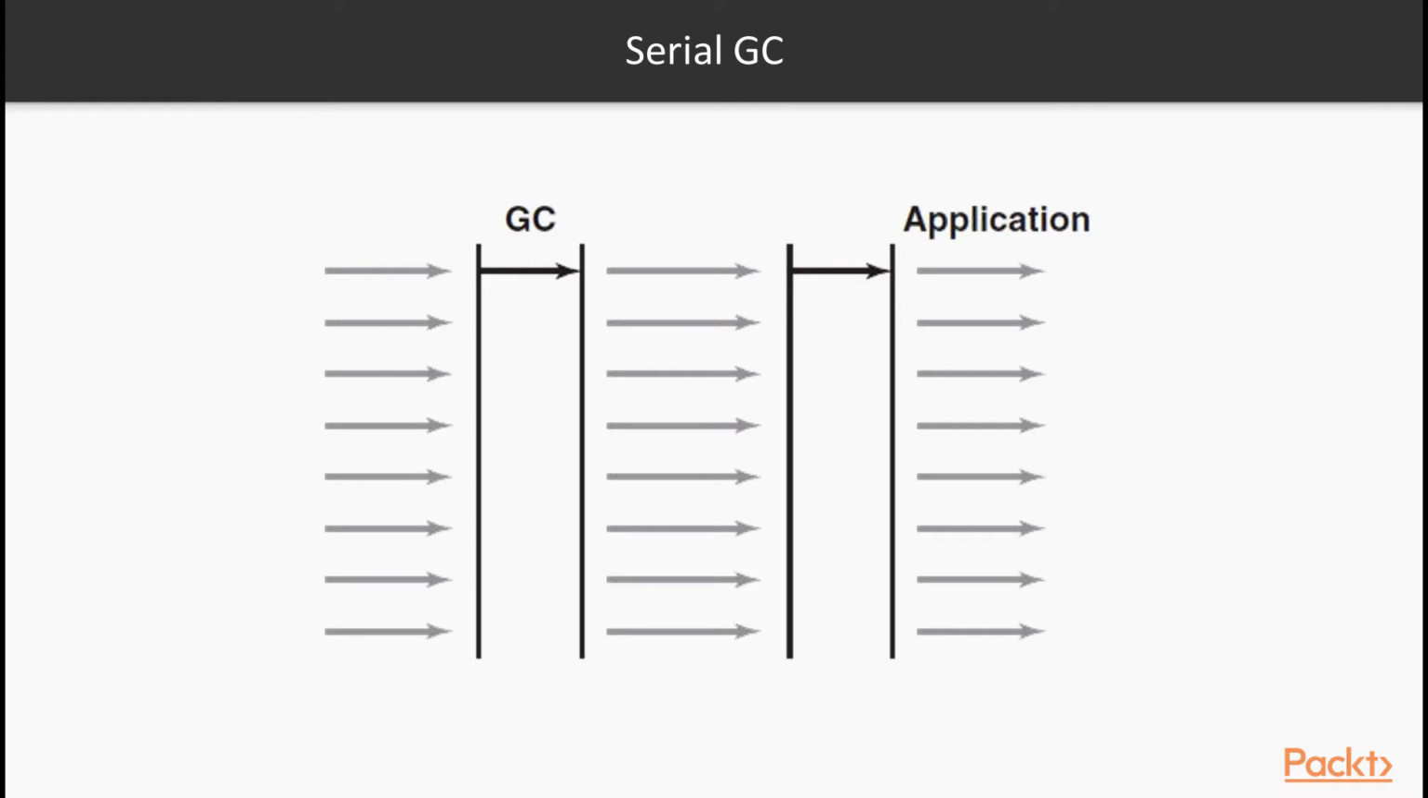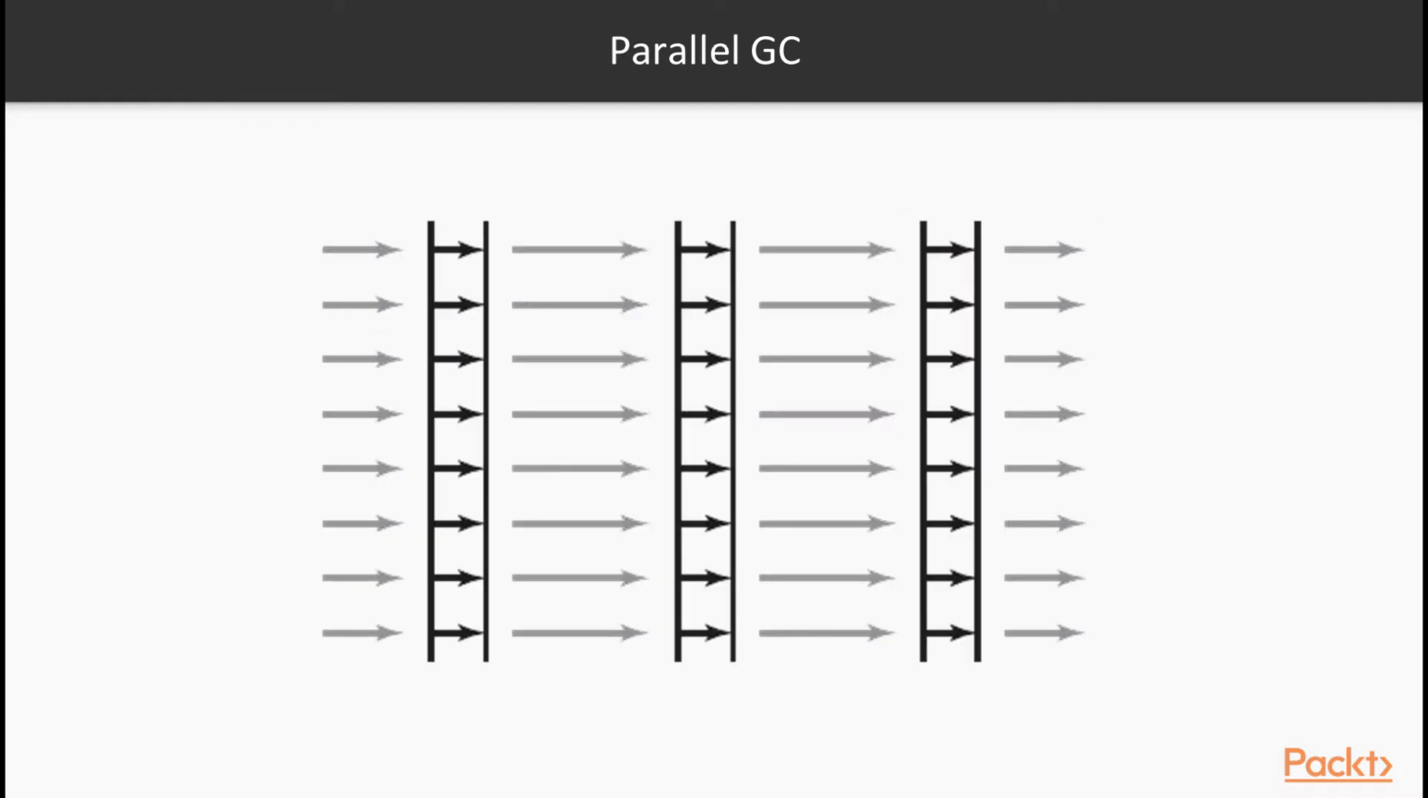The difference between this one and the parallel garbage collection is very simple. Parallel garbage collection implements an algorithm where the marking and the sweeping and everything runs in multiple threads. The clear advantage is that if we have multiple processors, multiple cores, then this is faster than the simple garbage collection.